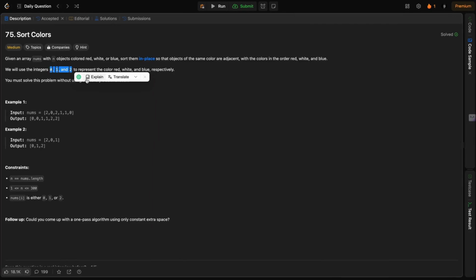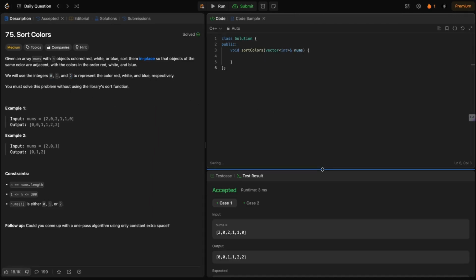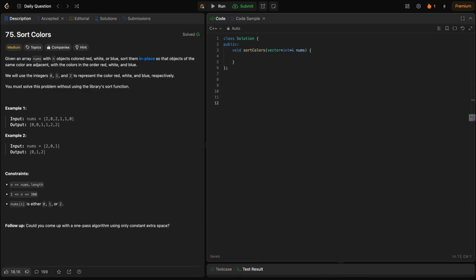Let's say this is the array: 0, 1, 1, 1, 2, 1, 0, 2. All we have to do is this: all the zeros will be on the left hand side, all the ones will be in the middle, and all the twos will be at the end. That's a sorted array, right?